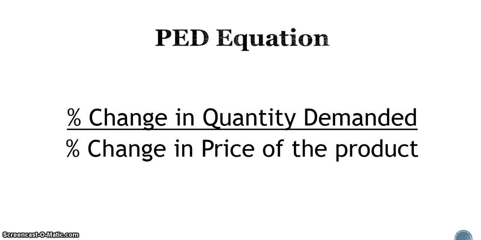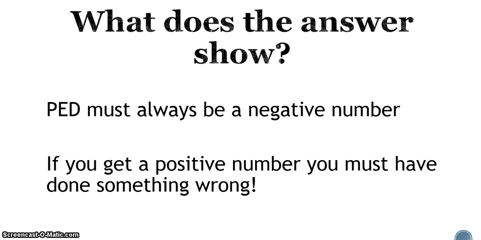The equation that you definitely needed to know to work out PED, price elasticity of demand, is percentage change in quantity demanded over percentage change in price of that product. So let's say you do your equation and you get an answer. What does that answer show? There are questions in past papers where you're asked to work out PED, and then you have to analyze the answer. You have to talk about the significance of the number that is shown there.